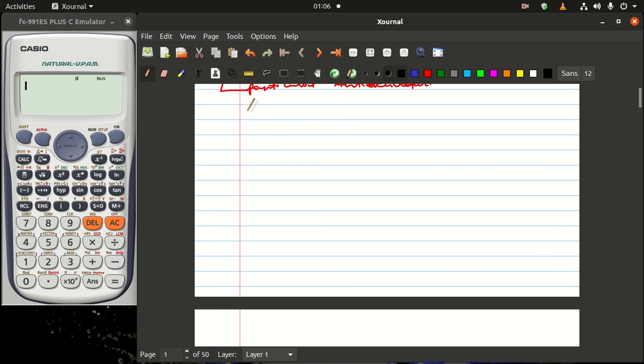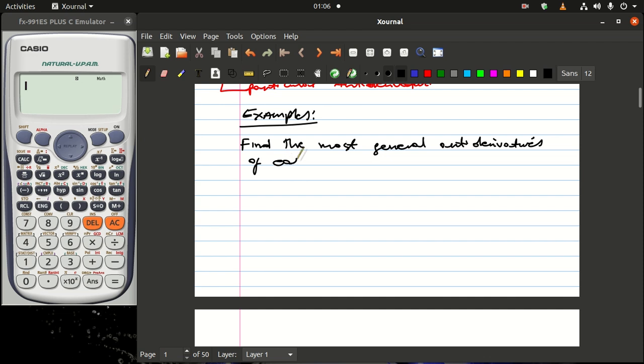I hope you can see what is happening here. Let's look at the examples. We want to find the most general antiderivative of each of the following.